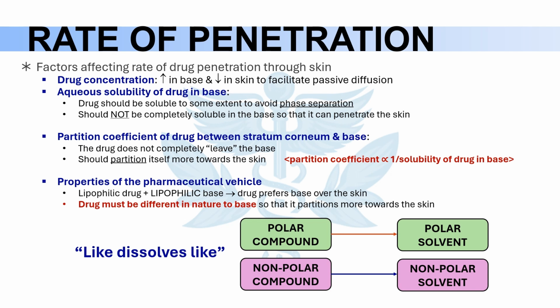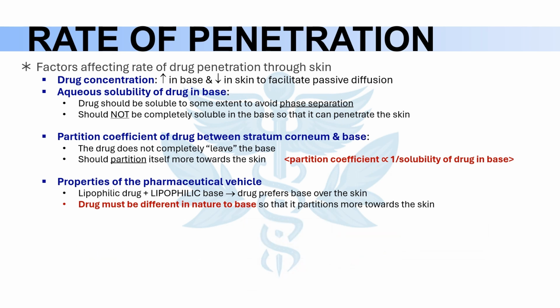So why am I even talking about solvents when I just said a few minutes ago that our drug partitions itself between the two phases and isn't dissolved? Well, that's precisely why. It's because we need our drug to be soluble only to a certain extent, which will allow us to avoid phase separation, but at the same time to allow it to partition itself. And therefore, this general rule that I just gave you helps us establish that our drug must be of different nature than the base so that partitioning can happen.